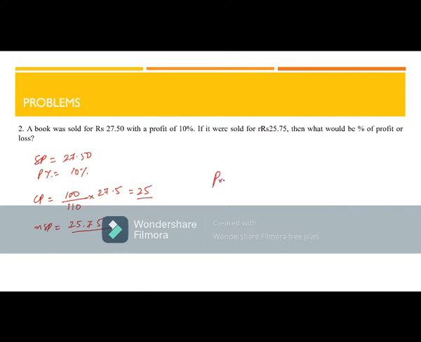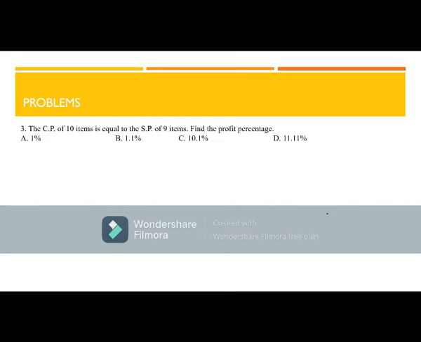So what is the profit here? So we get the profit as 25.75 minus 25. That is 0.75. So what is profit percentage? So here profit percentage equal to 0.75 divided by 25 into 100, which is equal to 3%. So in this entire transaction, finally the profit was 3%. We go to the next one, question number 3.